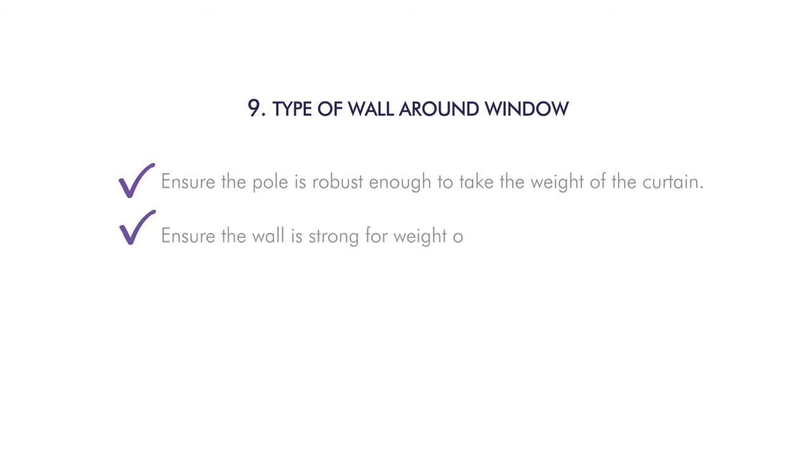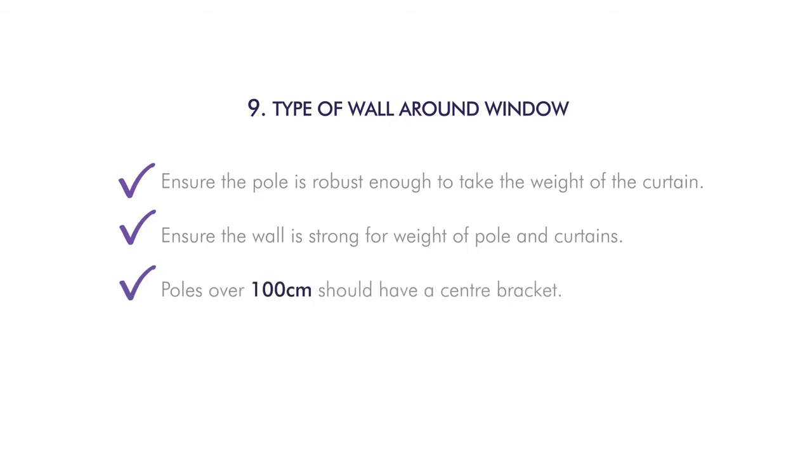9. Type of wall around the window, such as concrete, lintel, wooden beam or brick. If possible, make a note of the type of wall you are fitting the hardware to. This determines where and what type of hardware is to be fitted. A word of caution: ensure that a pole is robust enough to take the weight of the curtains you wish to hang from it. Also, ensure the wall you are fixing into can take the weight of your pole. Logically, 3 brackets are used to support the weight. As a guide, poles over 100 cm should have a centre bracket.